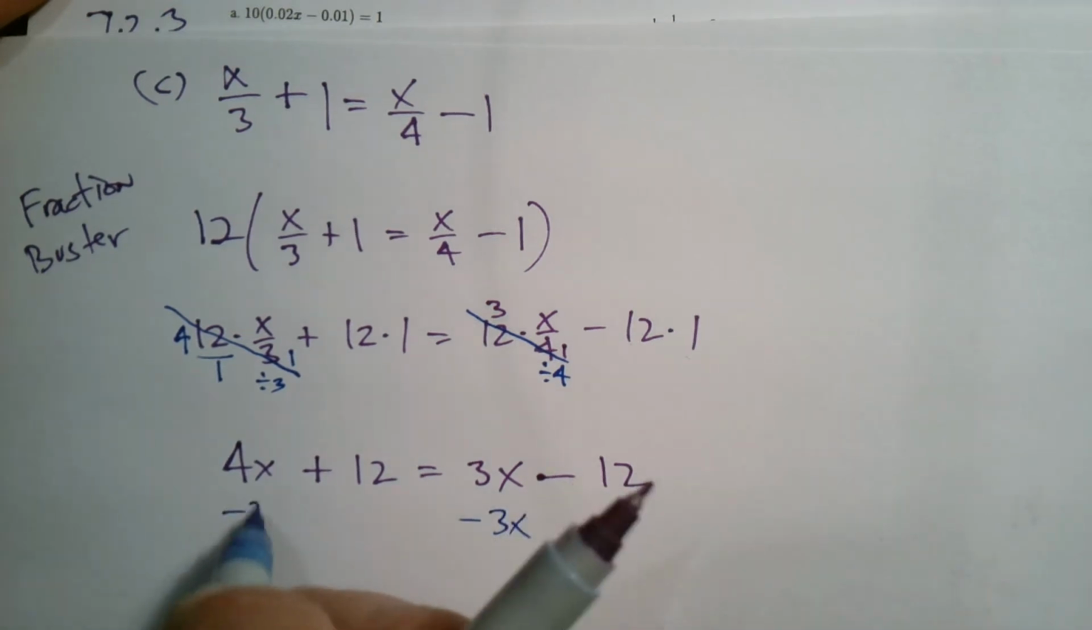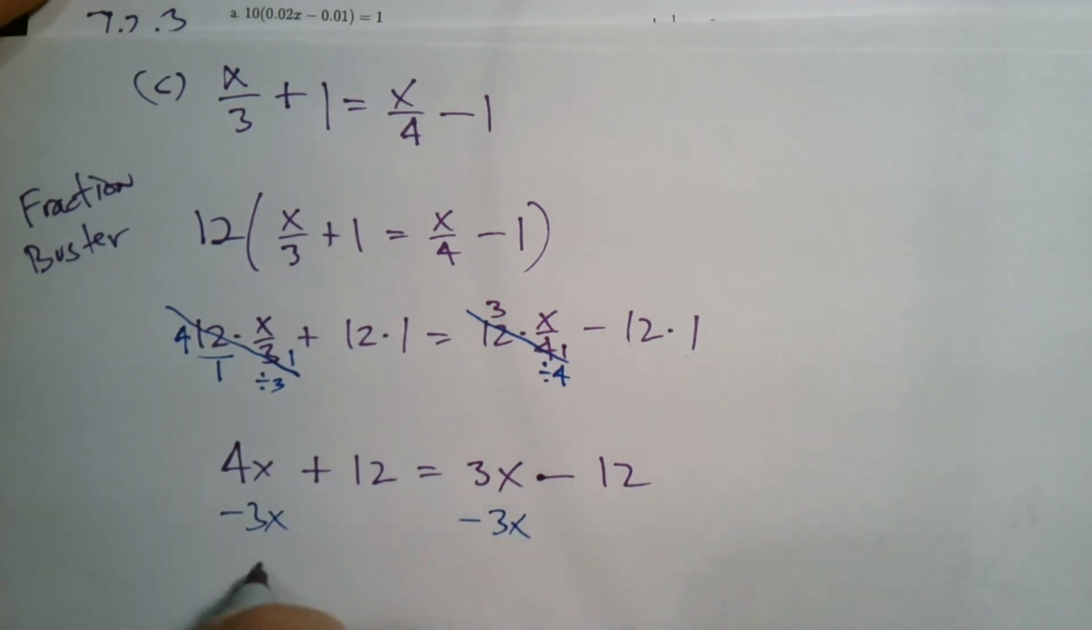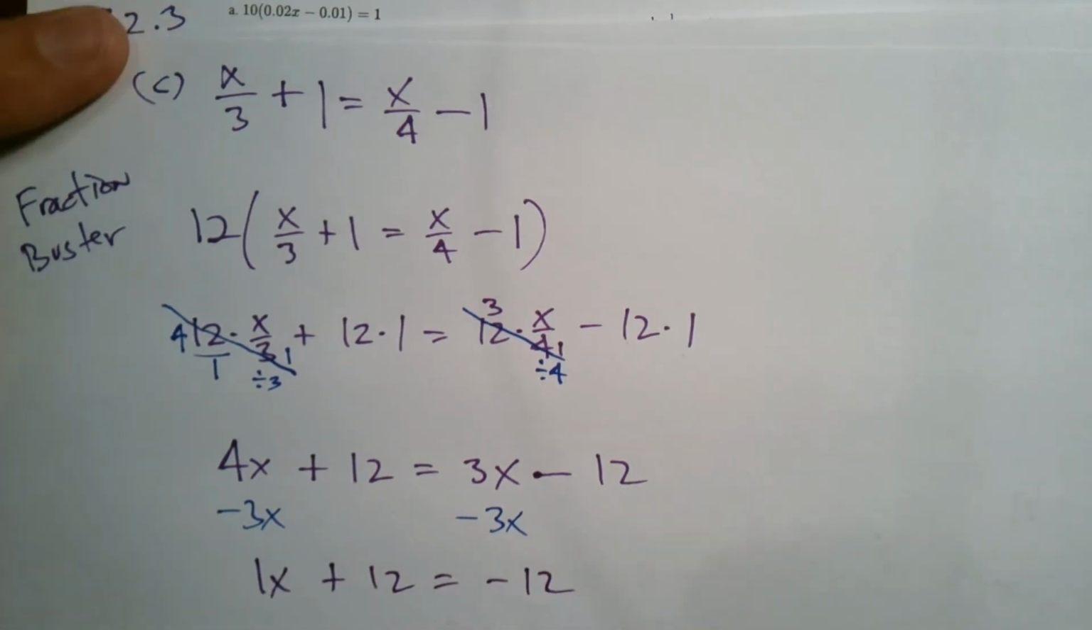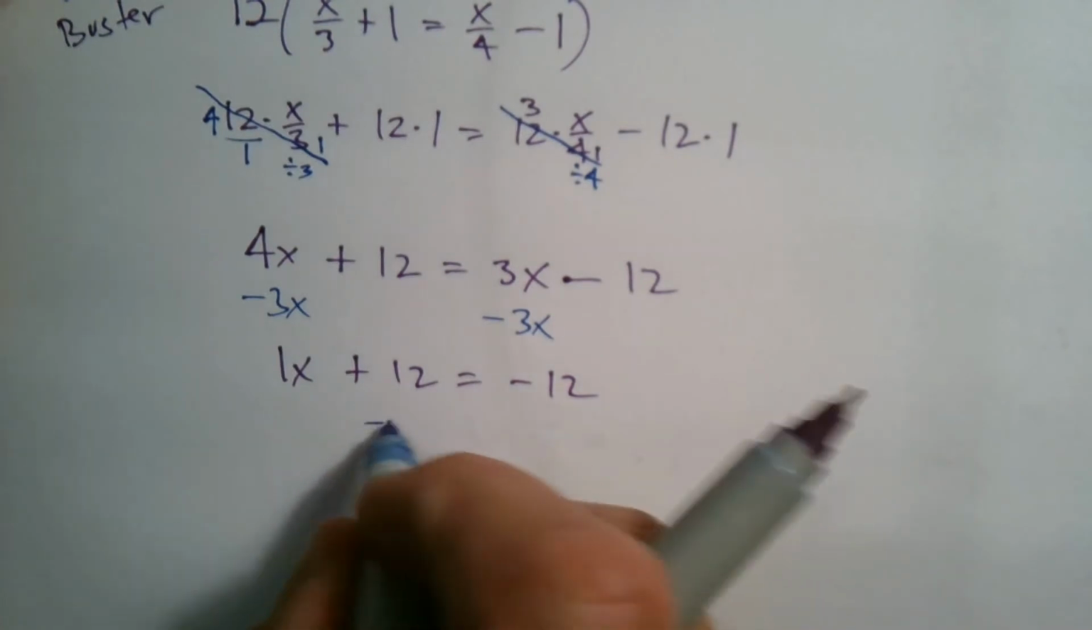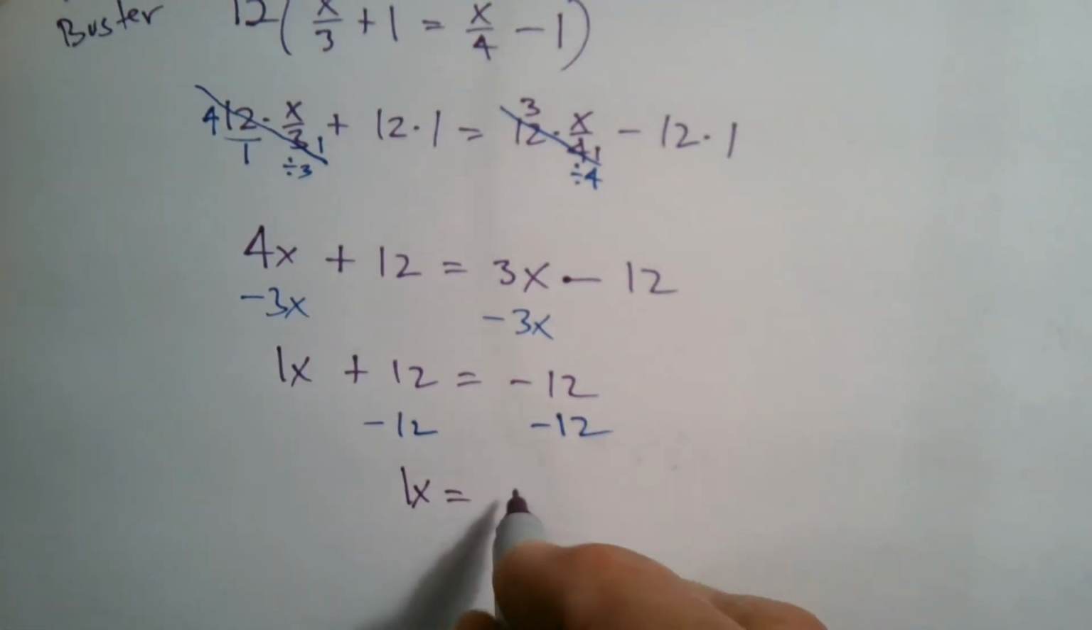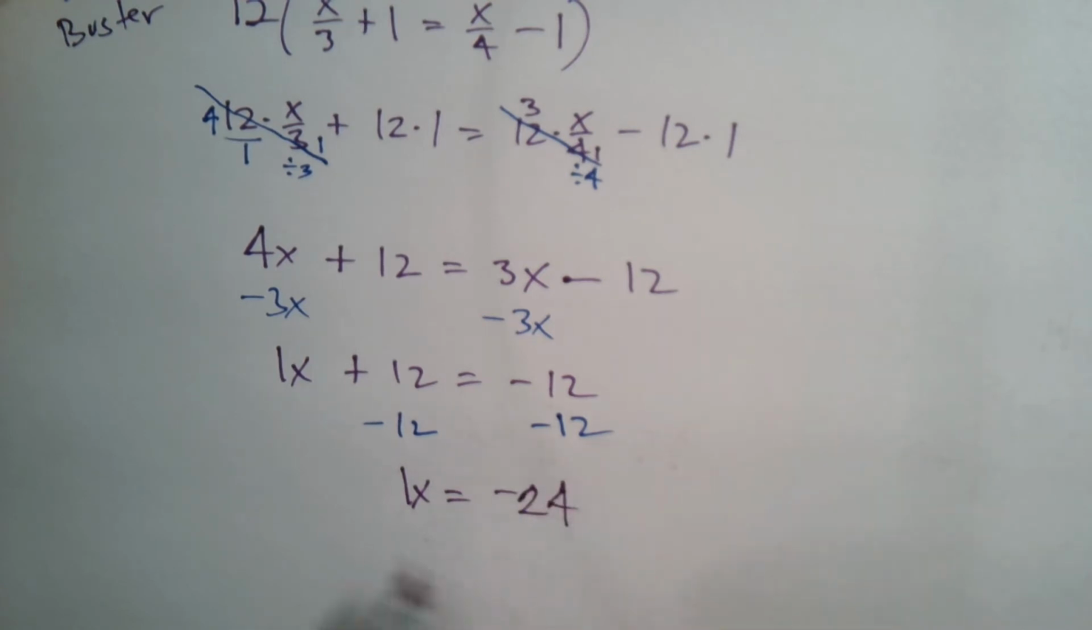Now I get all my x's on one side. I'm solving for x, so I'm going to subtract 3x from both sides. I get 1x plus 12 is equal to negative 12. Then subtract 12 from both sides. I get 1x is equal to negative 24. So there's my answer: x is equal to negative 24.